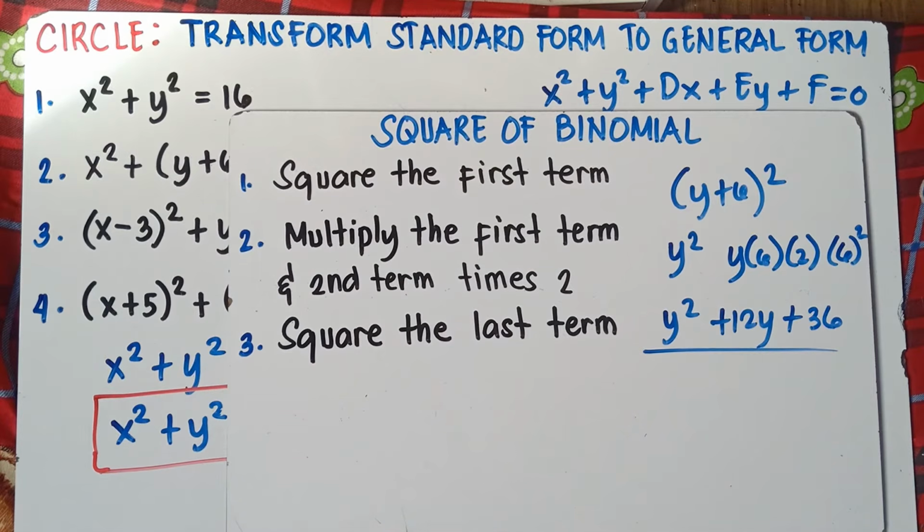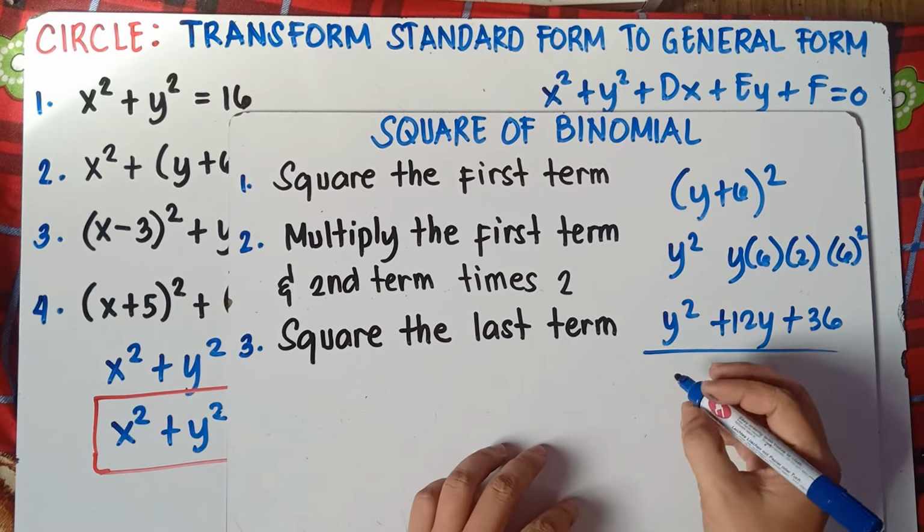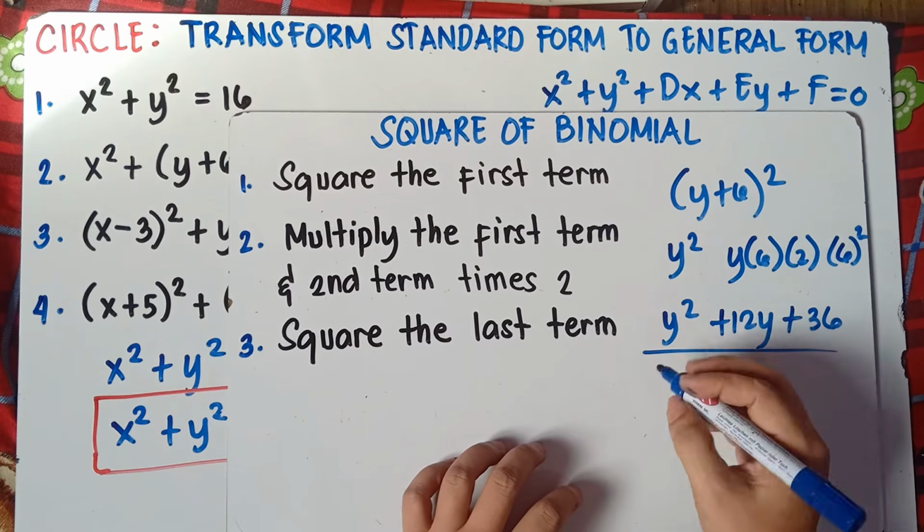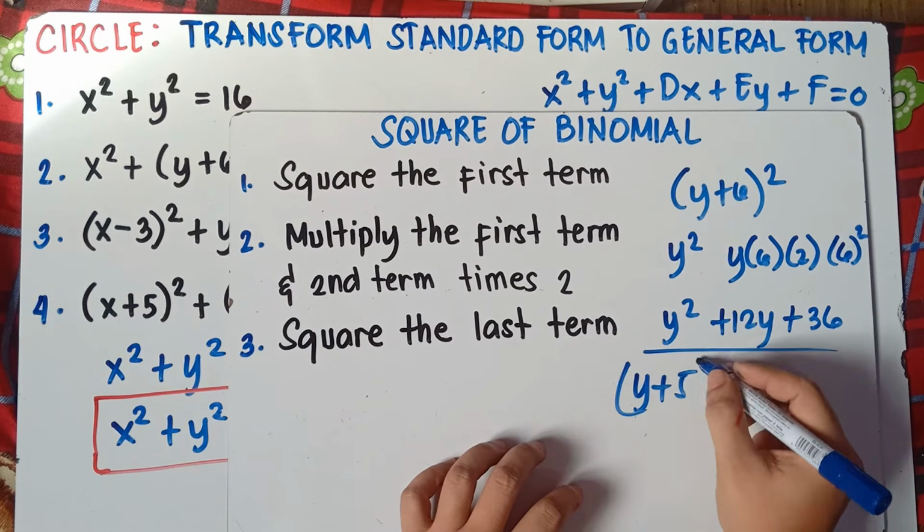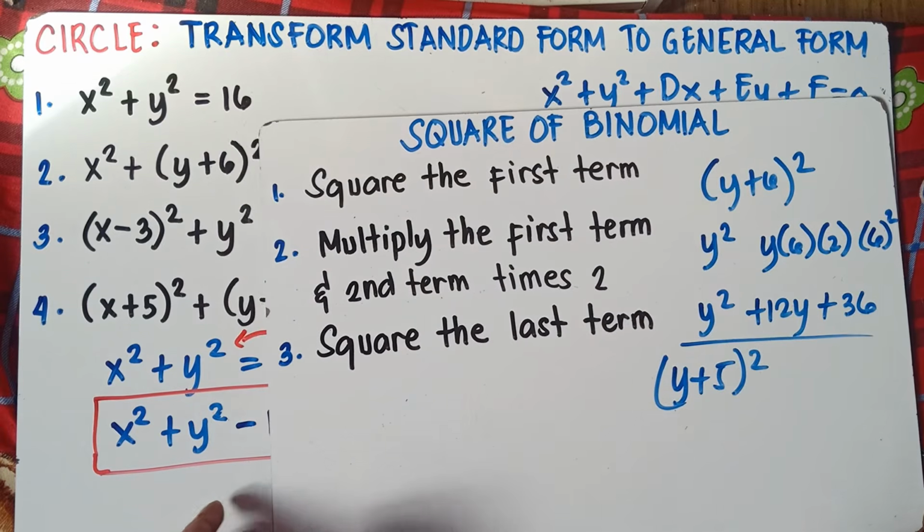Easy, right? For the square of binomial, you can simply answer it in 3 to 5 seconds, I think, class. So let's answer it in 3 to 5 seconds. Example, y plus 5. Just an example, class. y plus 5 quantity squared. So you can answer this one, class, easily.